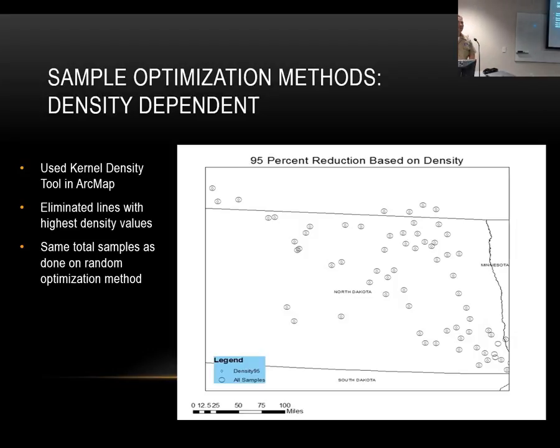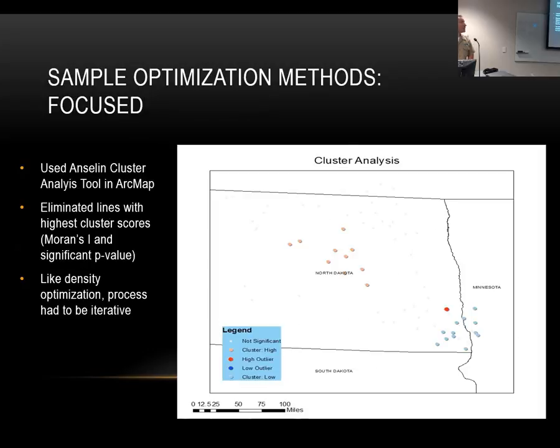So like I said, the kernel density tool was a little bit of a pain, but that's how I did it. The focus method, and this is going to be the one that was the toughest to explain, had to follow the same principle as that kernel density. I used the Anselin cluster analysis tool in ArcMap. Nice thing about that tool is it produces a local indicator of spatial autocorrelation, an index you can actually look at and see how tightly related the software thinks the lines are to each other, and it also gives a significance value. And the way the map shows it, you can see where the clusters of high values are and where the clusters of low values are, and it actually gives you the outliers too.